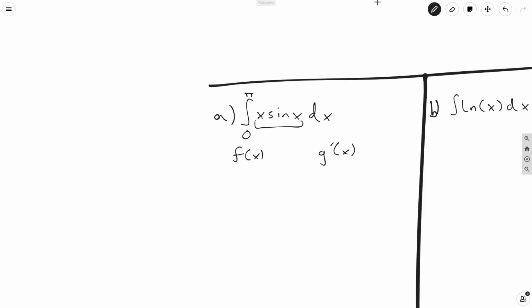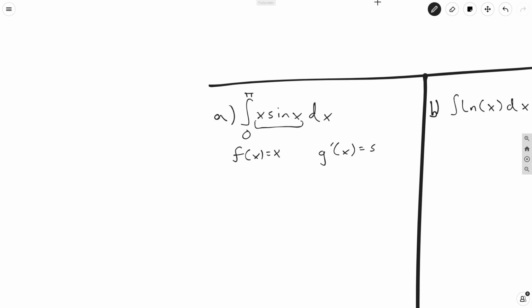So if we chose g prime of x to be x, then g of x would be x squared over 2 plus c. If we choose g prime of x to be sine of x, then g of x will be cosine of x. Similarly, if we choose f of x to be x, we'll end up with an f prime of x under the integral, and that'll just be 1. So that'll actually be very easy to work with. So therefore, we're going to choose f of x to be equal to x, okay? And g prime of x to be equal to sine of x.